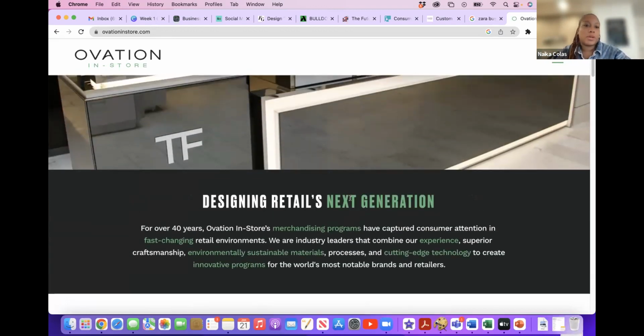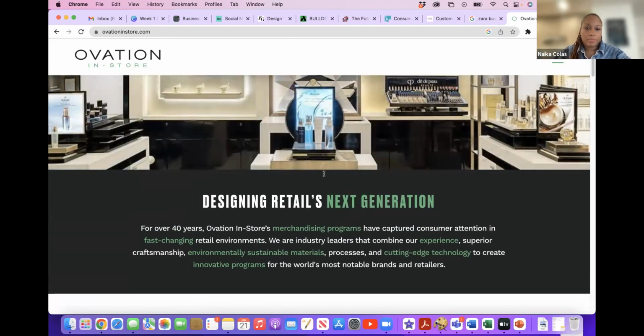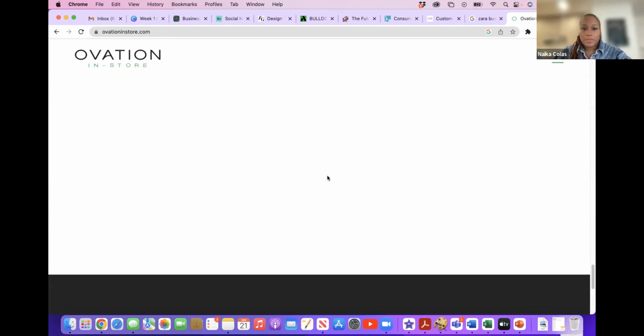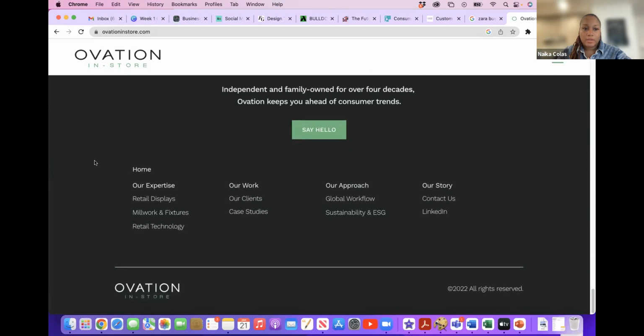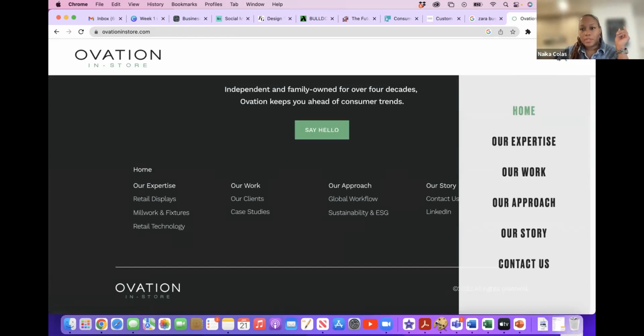So you definitely want your call to action, or maybe there's beneath here, I made sure I included this. So this for us, the consumers, once they get to the bottom of the page, they may not want to use this, right? Because they may not see, okay, our expertise. What is our expertise? Retail displays, millwork, and technology. Our work, they cannot see that there. Our clients, and then our case studies is here.